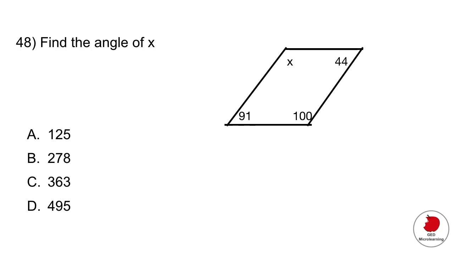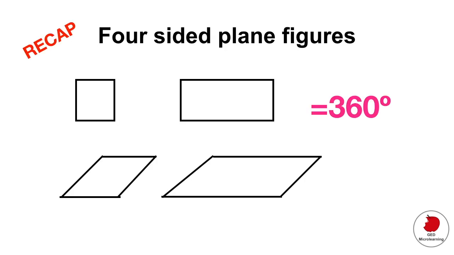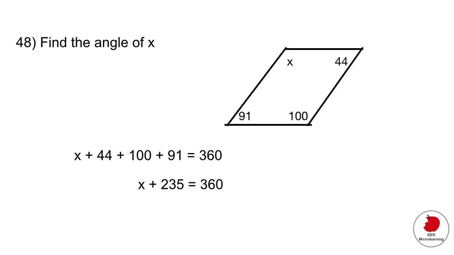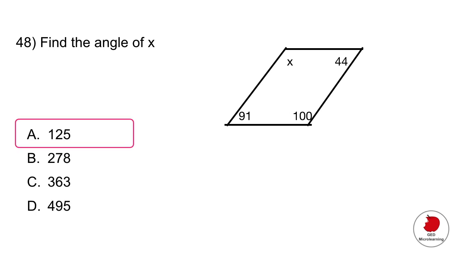Okay, similar question, but in this case, you can see that we have a slightly different shape. Again, this is a four-sided plane figure equal to 360. All right, so you would set up your equation in the same way as we did before. And then you solve for x, and that gives you 125.